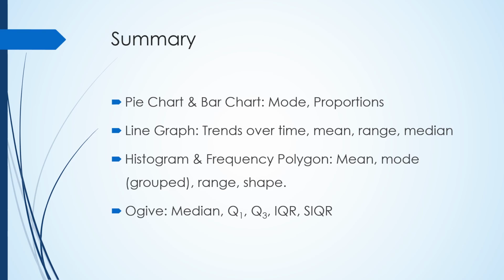Histograms and frequency polygons are ideal for grouped continuous data, making it possible to estimate the mean, identify the modal class, and observe the distribution shape for skewness. Ogives, or cumulative frequency curves, help us find the median, quartiles, and interquartile range, IQR, since they show cumulative frequencies over intervals. However, not every measure is directly visible in every chart, and we often refer back to the original data for precise calculations.